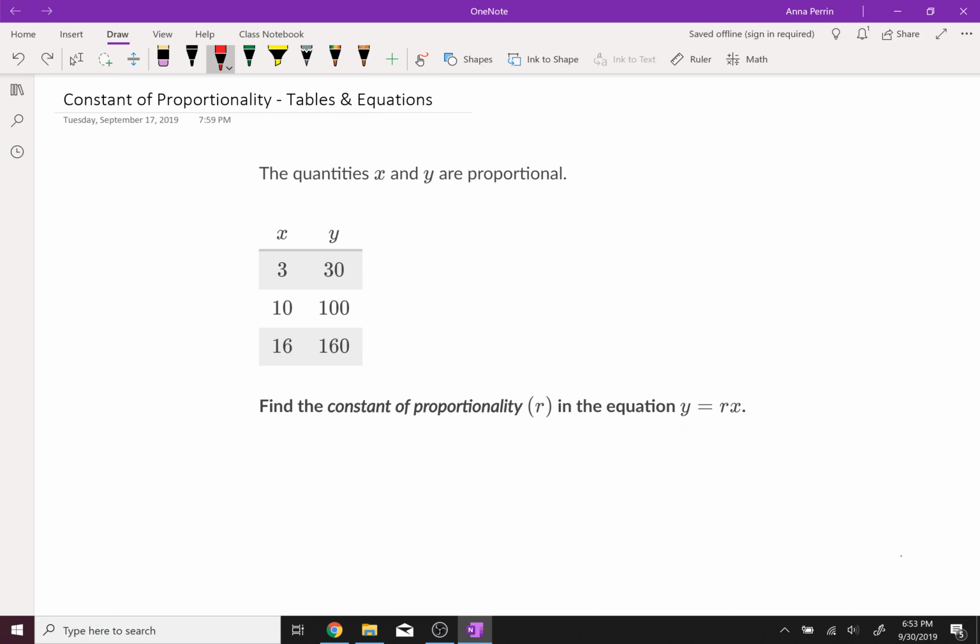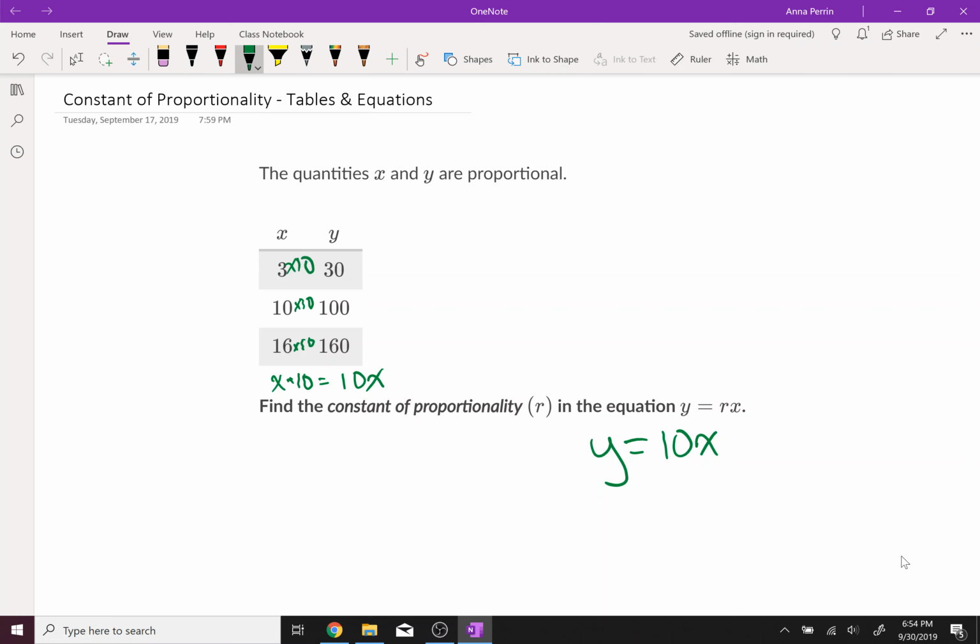To figure out our constant of proportionality, sometimes it's really nice and obvious. In this problem, most of our kids would be able to tell us that we can see that 3 times 10 is 30, 10 times 10 is 100, and 16 times 10 is 160. So if I were trying to figure out the format of my equation and put an x here, well, I know that it's x times 10, or in other words, 10x would be exactly the same way that I move across the table, just as if it was a number. So in other words, I could write my equation y equals 10x.